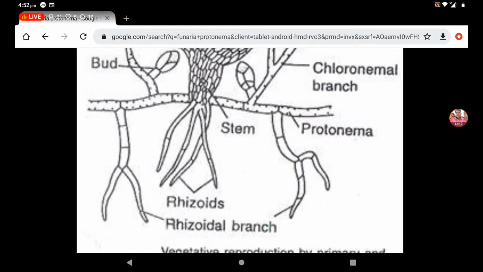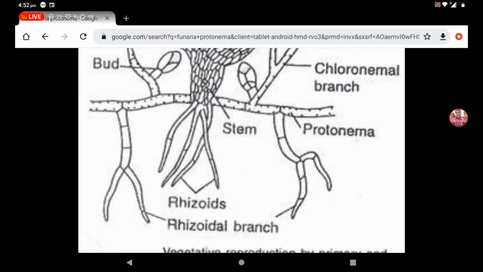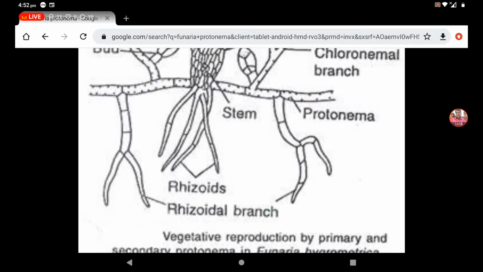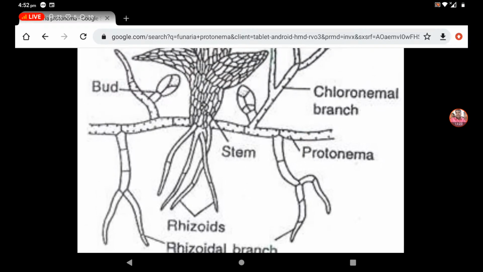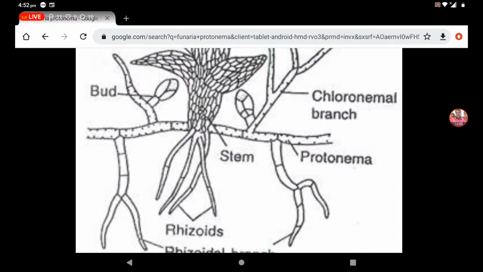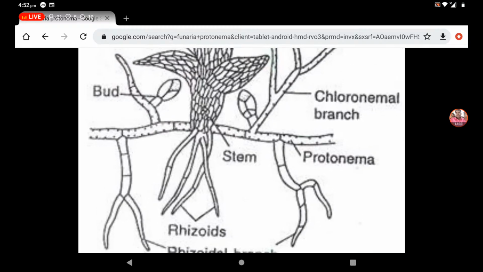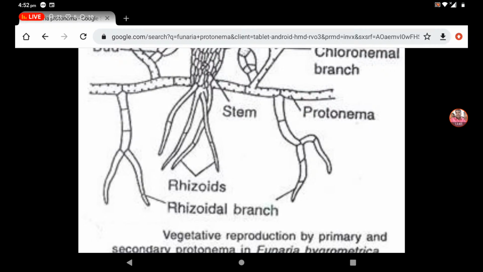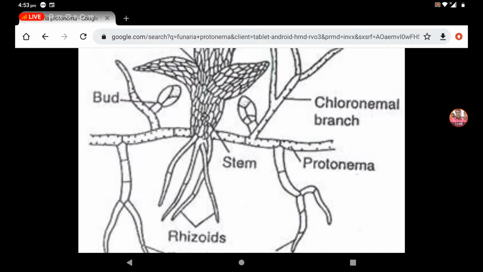Multicellular and branched rhizoids are an exclusive feature of mosses. Once again, multicellular branched rhizoids are an exclusive feature of mosses. Generally, rhizoids are unbranched, as we saw earlier. Even in fungi and others, generally unbranched and unicellular rhizoids can be seen. But in case of mosses, the exclusive feature is multicellular branched rhizoids.